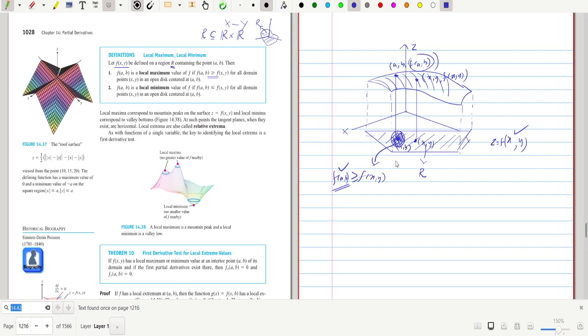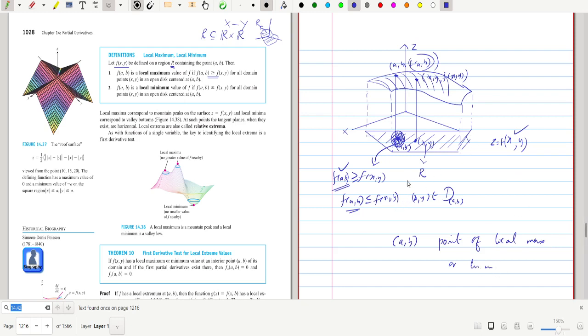Similarly, if f(a,b) is less than or equal to f(x,y) for all (x, y) belonging to some disk about this (a, b), I call it D(a,b), then you can say that this f(a,b) is the local minimum. Those are the two definitions here, local maximum value of f and local minimum value of f. The point (a, b) is called the point of local maximum or local minimum.